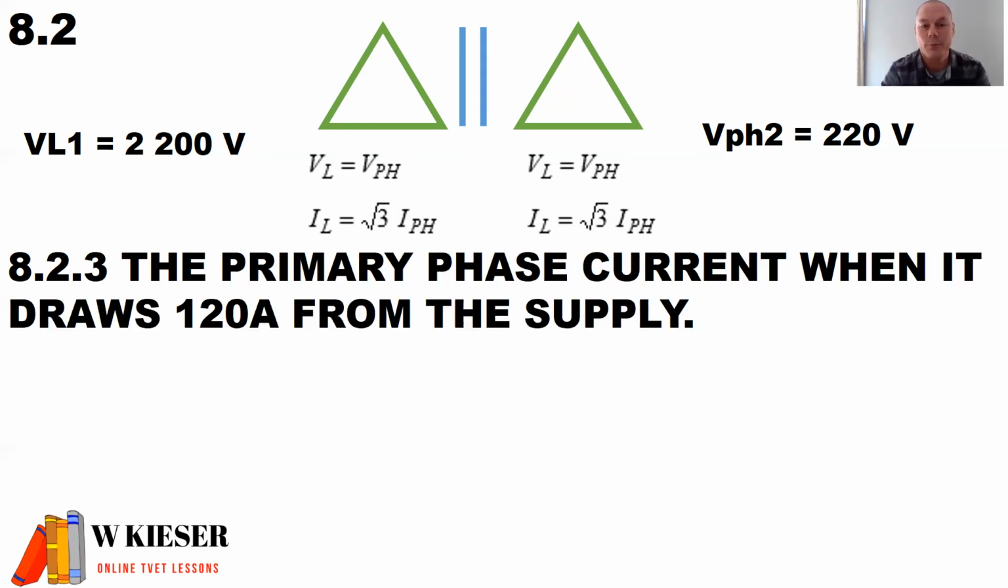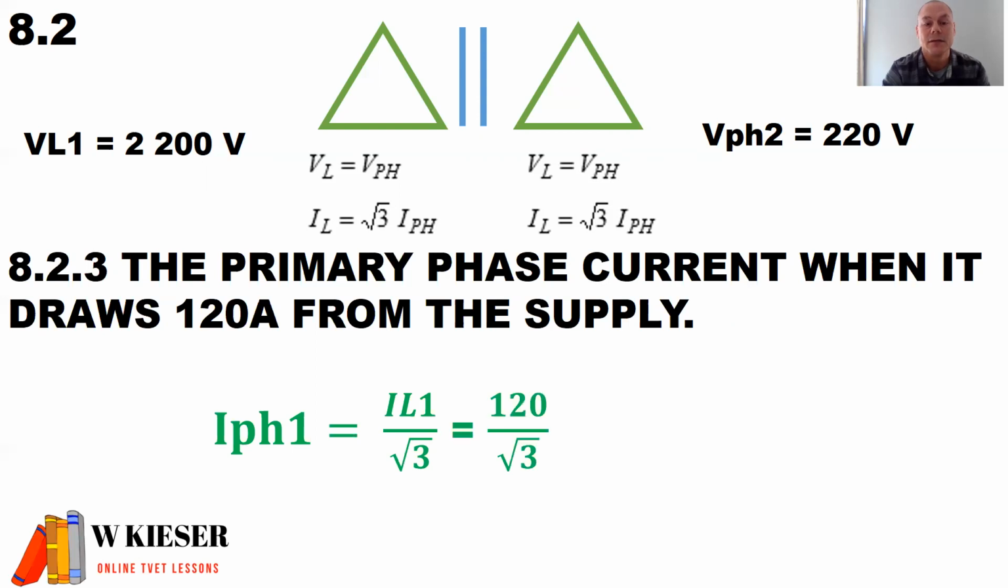To calculate the primary phase current when it draws 120 amps from the supply. So therefore, I phase 1 is equal to IL1 over square root 3. Now, in terms of the 120 amps from the supply, they do not specify whether it's line current or phase current. So therefore, we are going to assume that it is line current. So 120 divided by square root 3 gives us 69.282 amps.